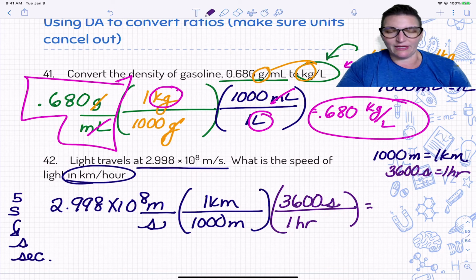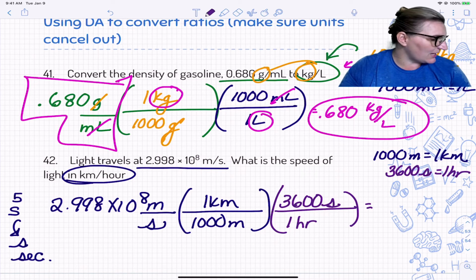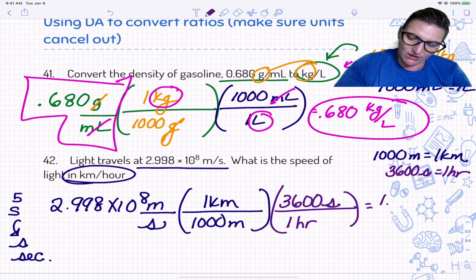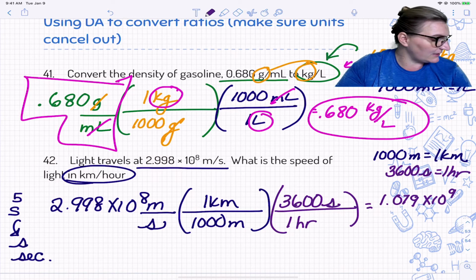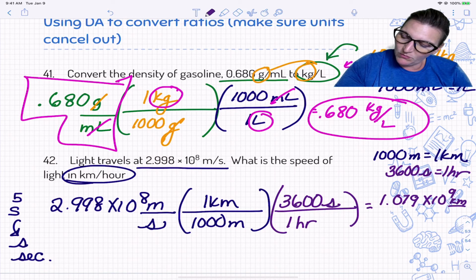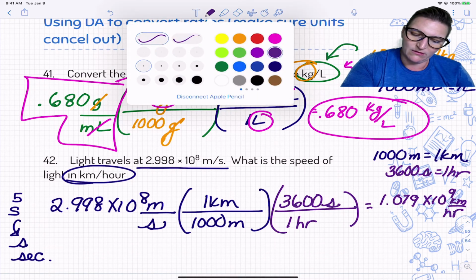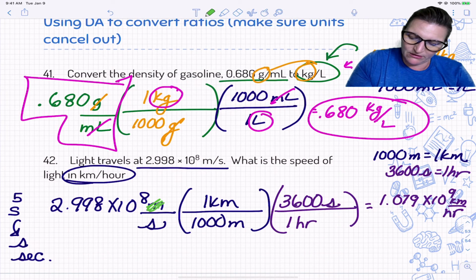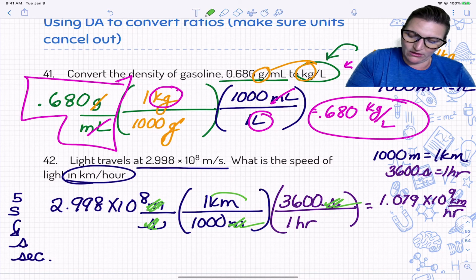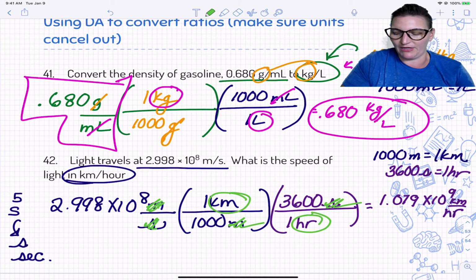And then in my calculator, 2.998, second comma to get an E8, then divided by 1,000, then multiplied by 3,600. I get, to 4 significant figures, 1.079 times 10 to the positive 9 kilometers per hour. Right, how do I get those units? Meters cancel, seconds cancel. So kilometers in the numerator, hours in the denominator.